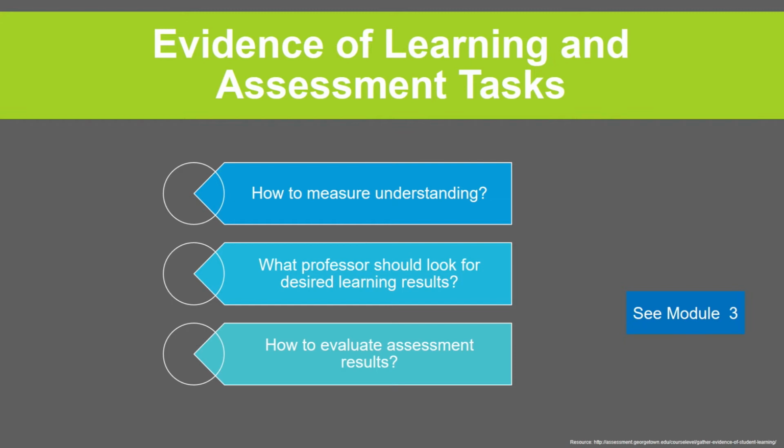The next step, the second step, is to define evidences of student learning and the assessment task. This focuses on three questions: how to measure the understanding, what should the professor or the teacher do to look for desired learning results, and number three, how to evaluate the assessment results. So once you have the information that the students were able to perform, how does that help you to know if they accomplished the learning outcome? We'll focus more deeply on these questions in Module 3.